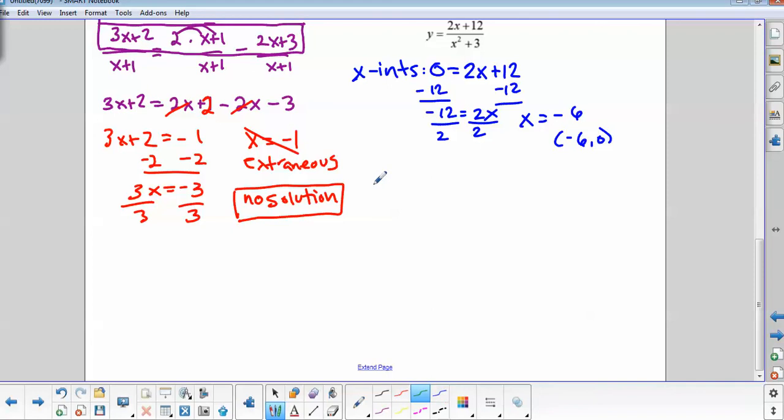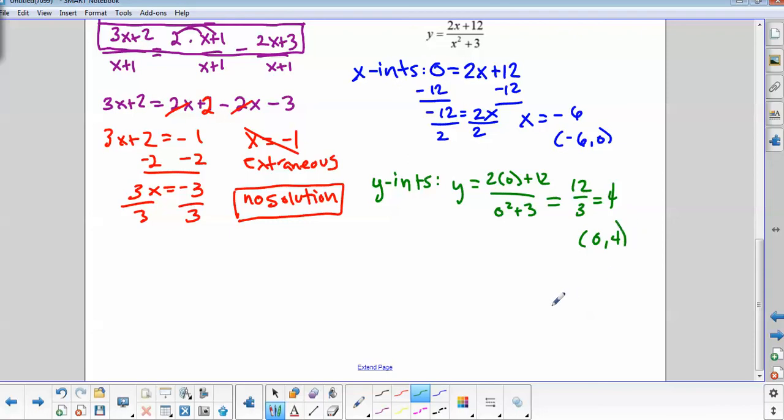Alright, y-intercept. You want to make your x 0. So you have y equals 2 times 0 plus 12 over 0 squared plus 3. So this gives you 12 over 3, which is 4. And as a point, that will be 0, 4.